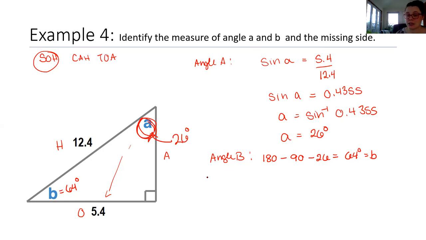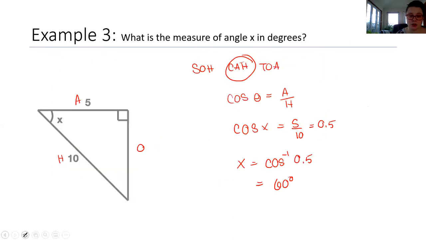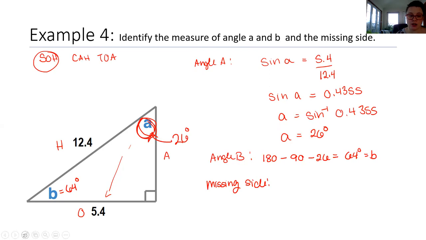Now, the very last piece is the missing side. And I want you to think about the best way to calculate the missing side. Now, I'm going to get rid of a little bit of information here. I'm going to erase a little information, and we'll fill in the bare minimum. Okay. So I'm just going to fill in what we know.